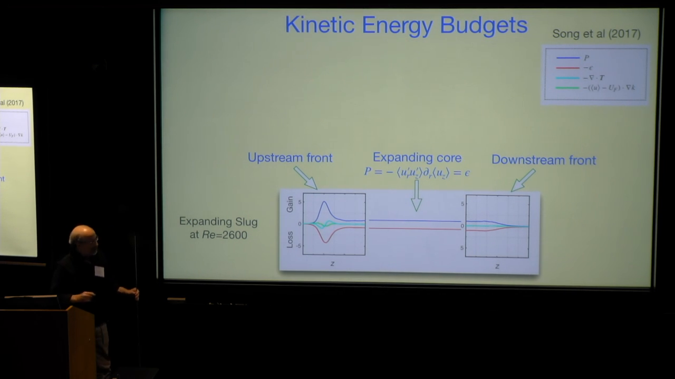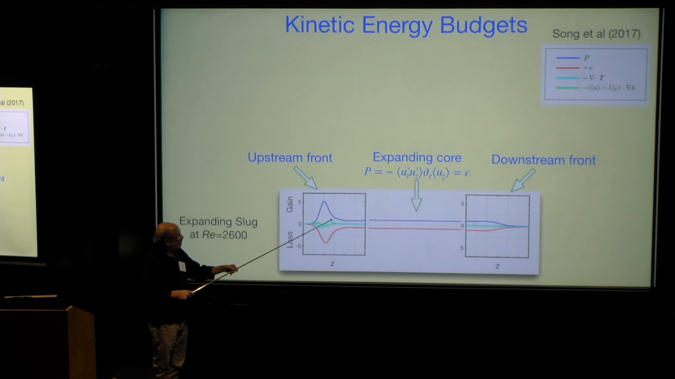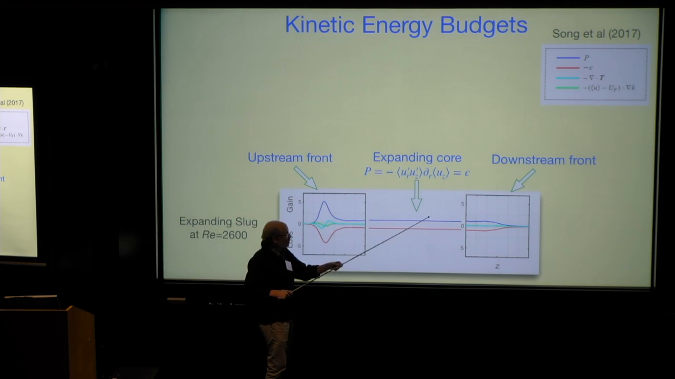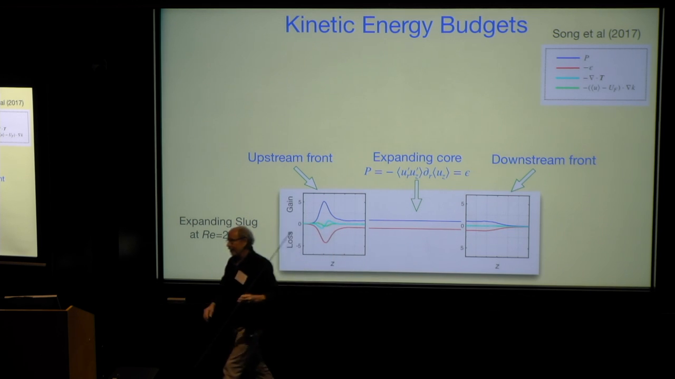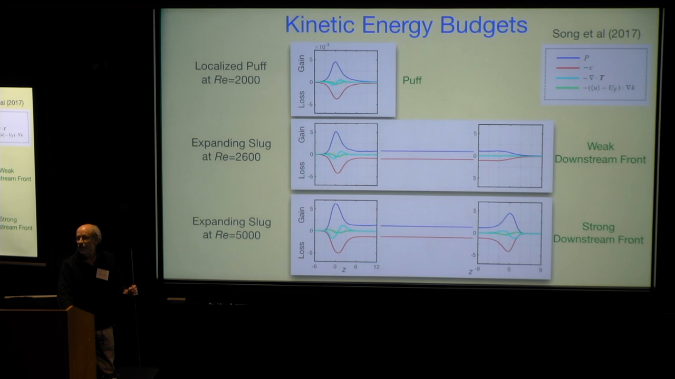Bofang Song did these. So this is the kinetic energy budget for a slug. This is the strong production at the upstream front. This is the core of the slug where you get this balance. This is actual computer data, even though it doesn't look that way. This is the downstream front. Five minutes, okay. Let me go on, let me speed up. Five minutes, so questions though.